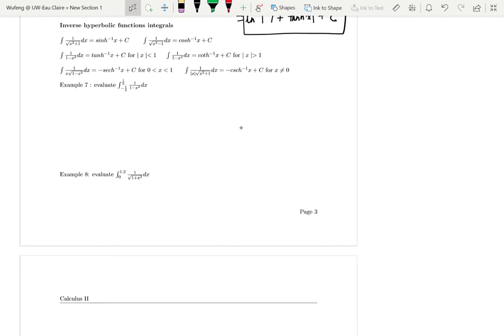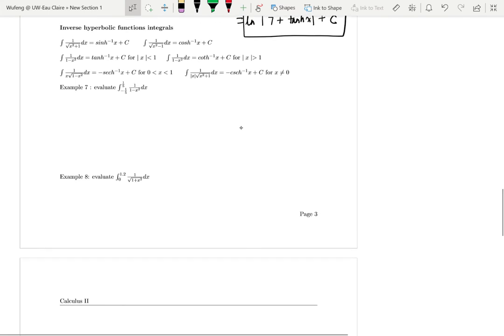Okay, so in the next example, we're going to look at the inverse hyperbolic functions with 2 examples.